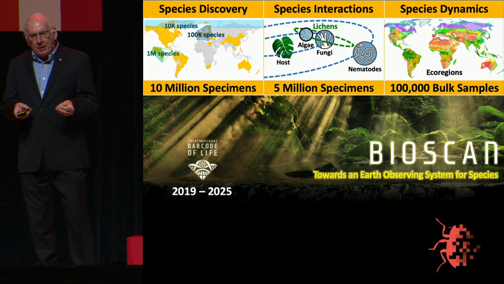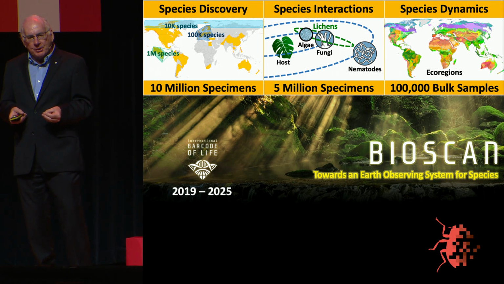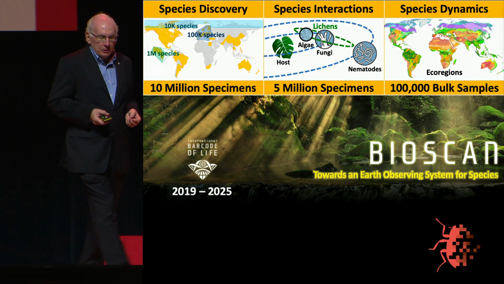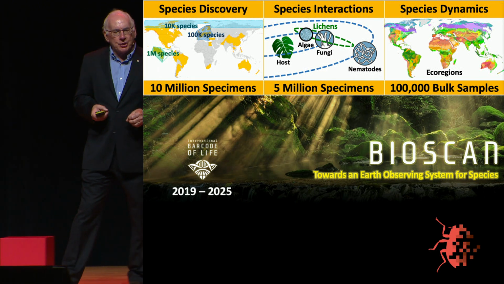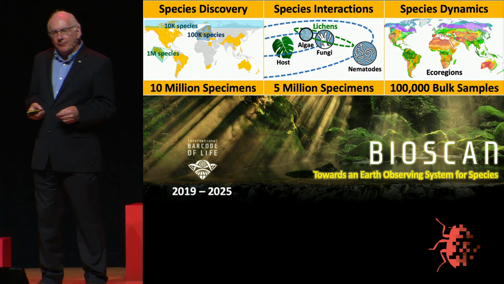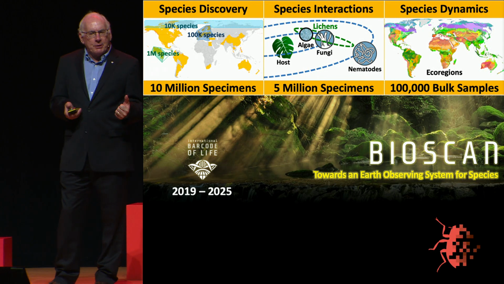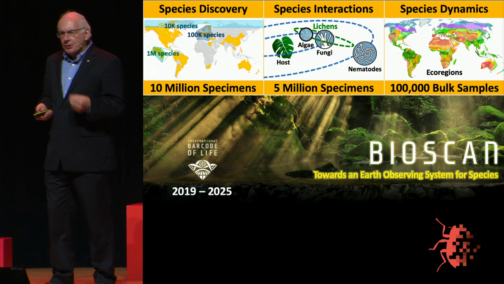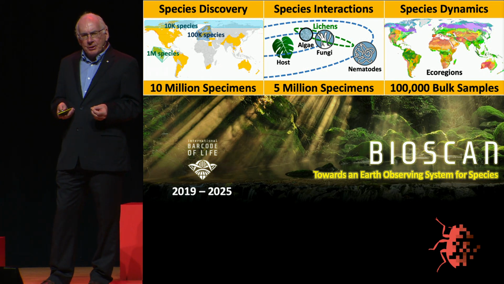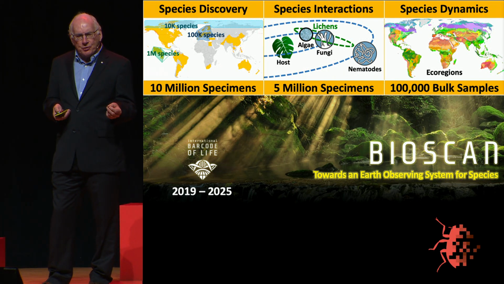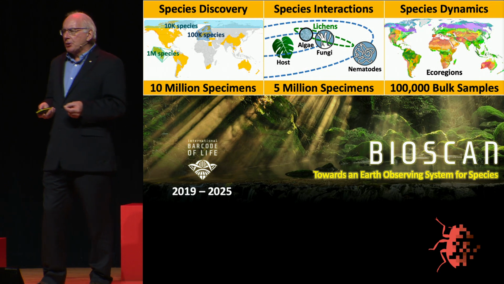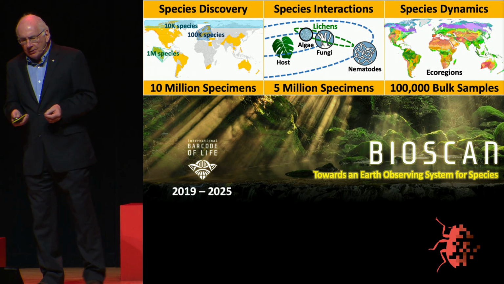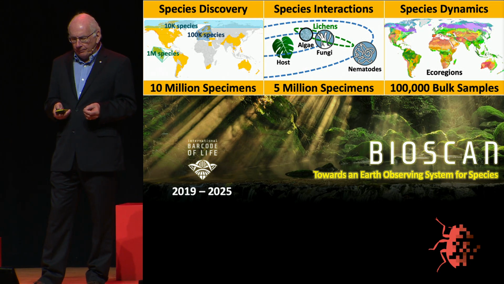Now let's get into BIOSCAN. What's going to happen over the next 6 years? What's this project going to do to lay this foundation for the planetary biodiversity mission? Well, first of all, it's going to engage in species discovery. It's going to analyze 10 million specimens. It's going to dig into species interactions. It's going to look at 5 million specimens for this. And then finally, it's going to do 100,000 bulk samples to look at species dynamics.